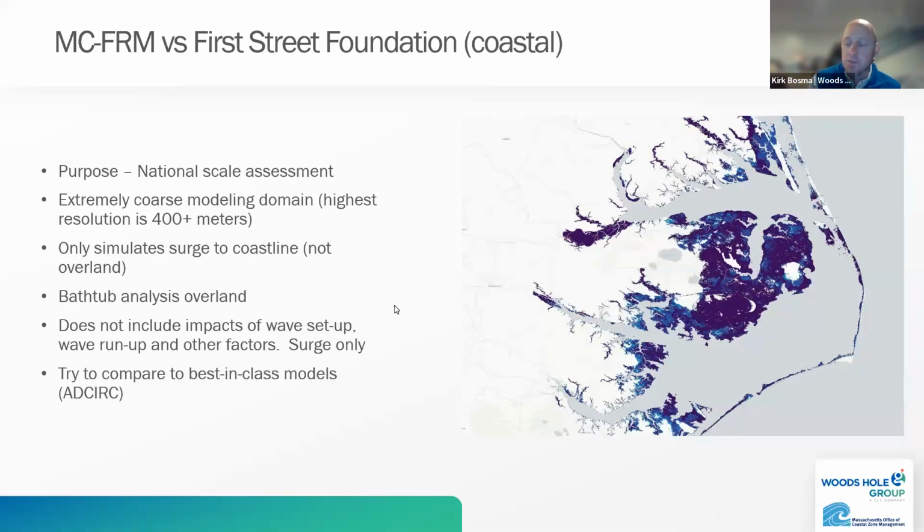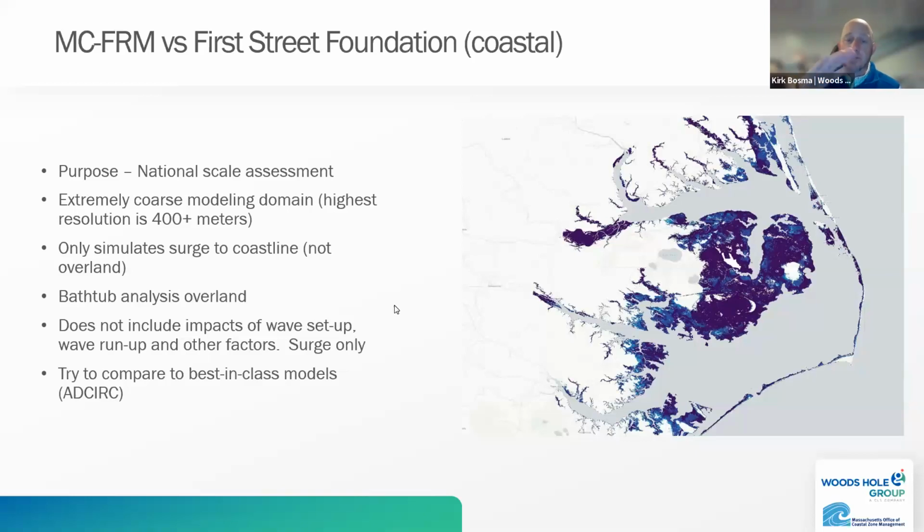MC-FRM is down to a 10, 5 meter type scale. We're trying to get really high resolution information. We're simulating that flow overland. They just bring it up to the coastline and then stop. At the coastline, they then use bathtub approaches over the landscape using LiDAR to predict their flooding. So at its core, it still is kind of this modified bathtub approach.